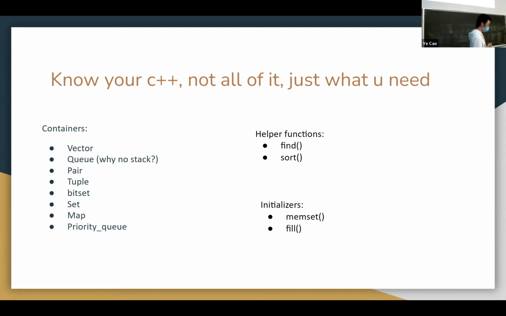Here's a quick question for you. I have queue here, but not stack. Do you guys know why? Because the stack and queue usually come together, right? Why do I list queue but not stack? Anyone have any idea? You can construct a stack with a queue.